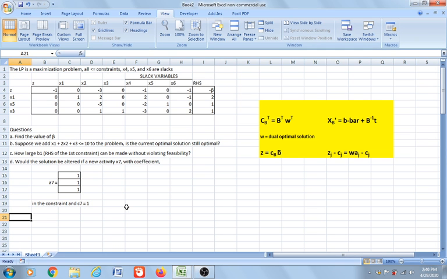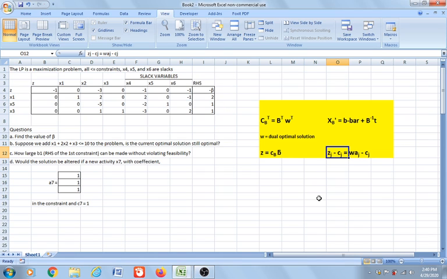Hello everybody. In this video I will explain the sensitivity analysis in linear programming. In order to explain the concept of sensitivity analysis in linear programming, I will use the example that I am showing you right now on the screen. I will use those four equations. Now let's go.